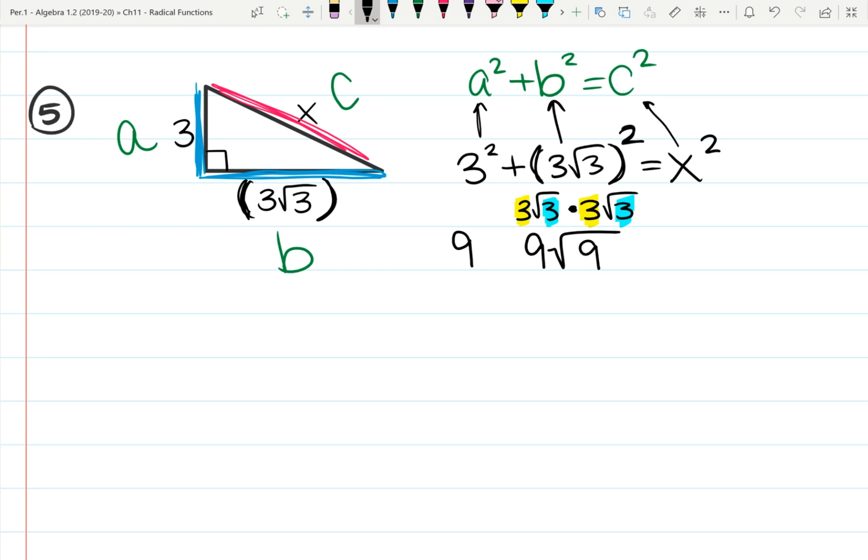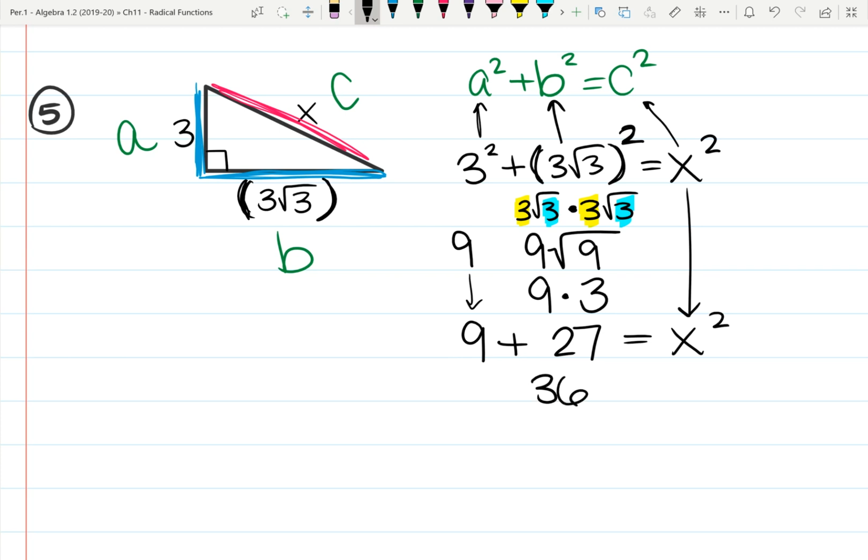Now, look, I can simplify this more. Square root of 9 is a perfect square. Doesn't this just become 3? So what I really have is 9 times 3. And 9 times 3 is 27. So that's all b squared. I'm just going to continue bringing stuff down. This was my a squared. So a squared plus b squared equals c squared. And I'll continue adding. 9 plus 27 is 36.